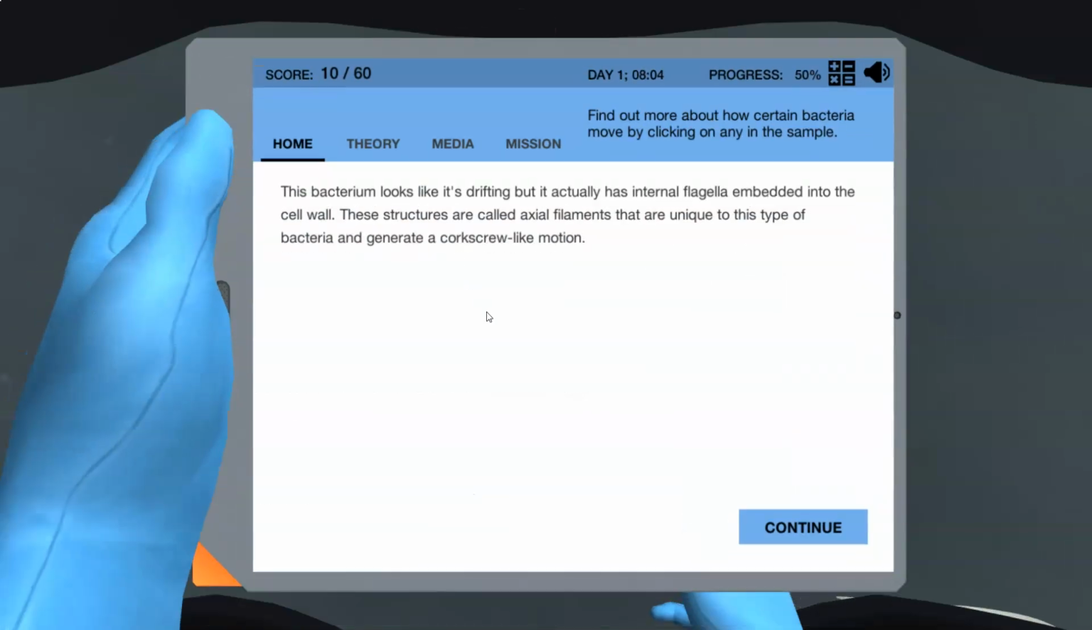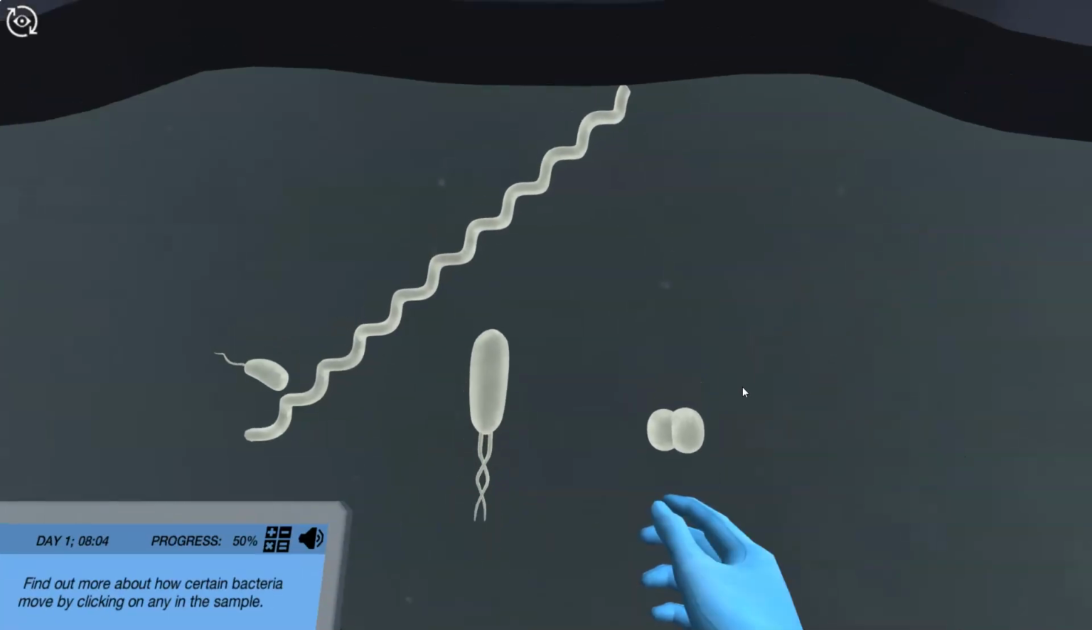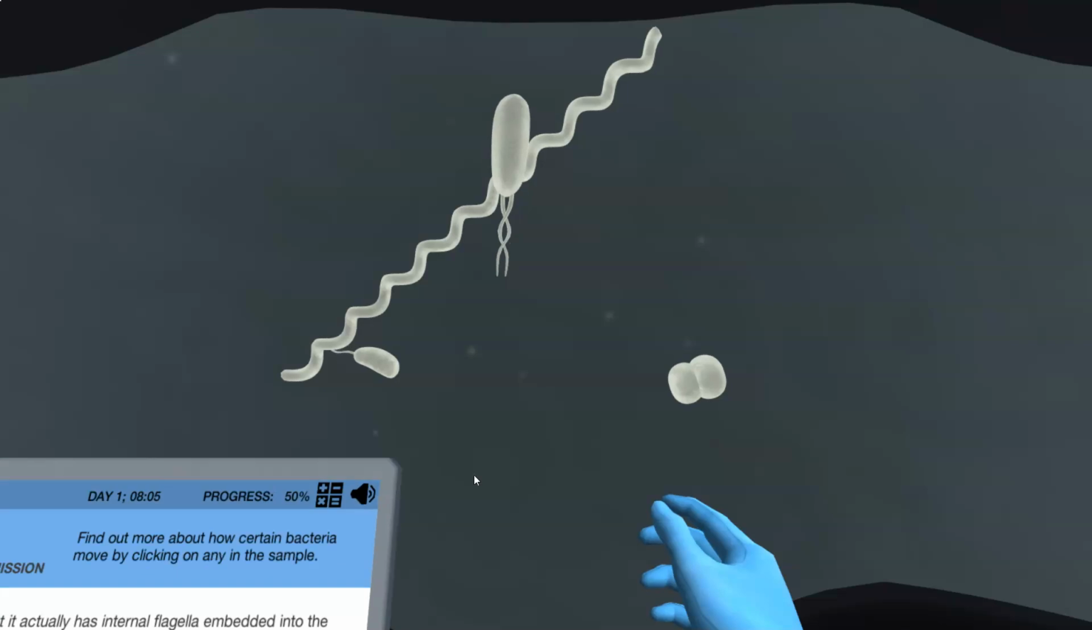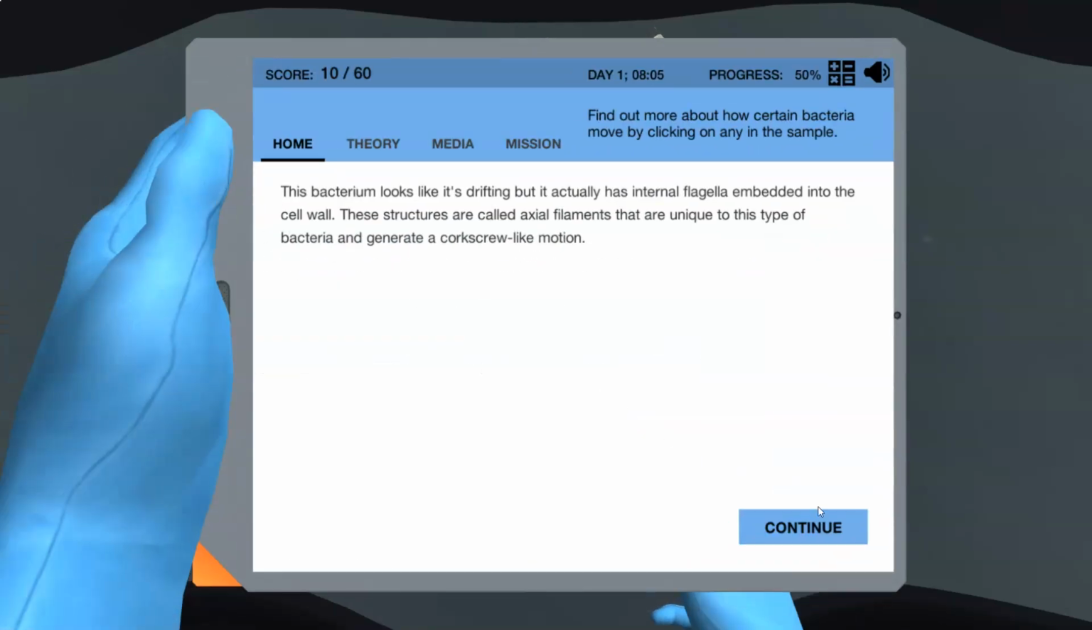This bacterium looks like it's drifting, but it actually has internal flagella embedded into the cell wall. These structures are called axial filaments that are unique to this type of bacteria and generate a corkscrew-like motion.